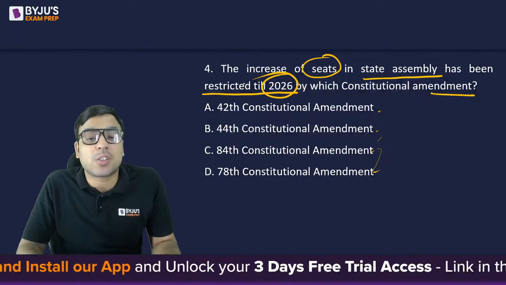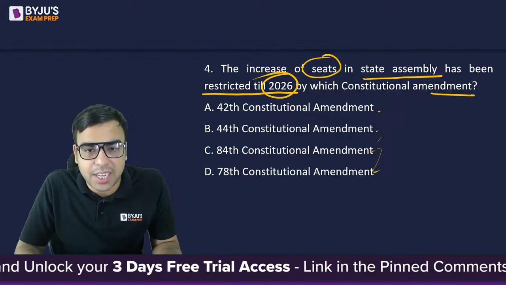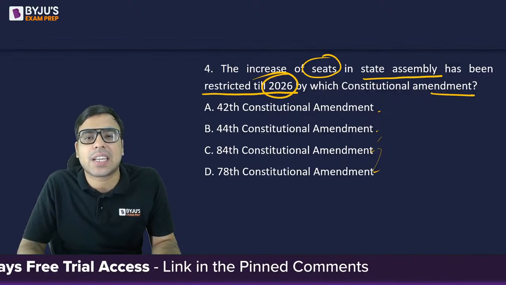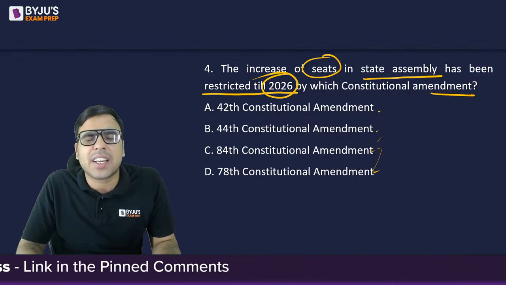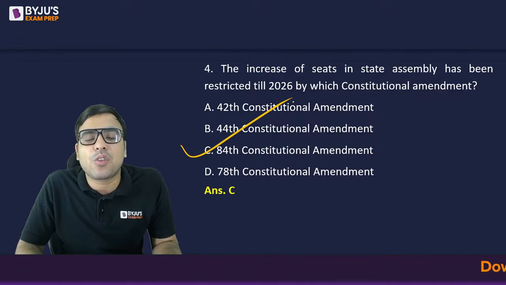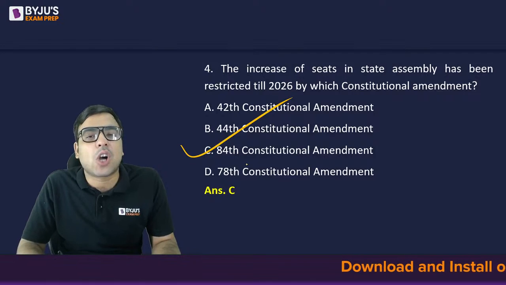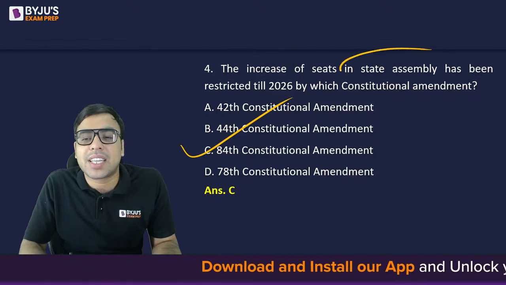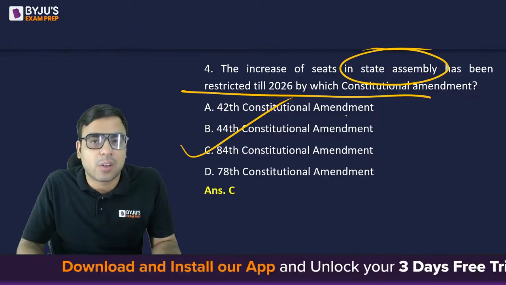So which constitutional amendment froze this? ठीक है, कौन से constitutional amendment ने freeze कर दिया था इसको? What is the right answer? I know it's a slightly tough question, but you should be knowing it. The right answer is 84th constitutional amendment froze all the seats, ठीक है, in state legislative assembly till 2026.